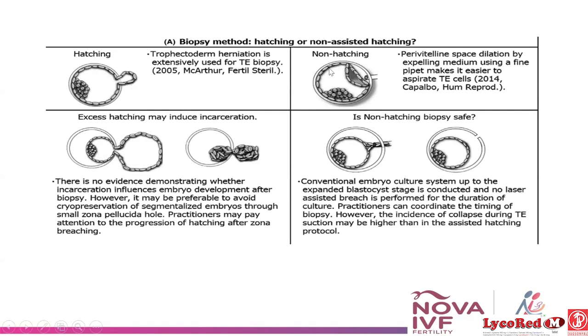In the non-hatching method, this is only the expanded embryo. Here we will give a laser shot. It will start to collapse. Then we will catch this trophectoderm and do the biopsy. In the hatching method, what happens? We have to wait for the embryo until it starts to hatch. So it may hatch in the night or in the morning or any time. So we have to check the embryo again, and after hatching has started, we can take the biopsy.